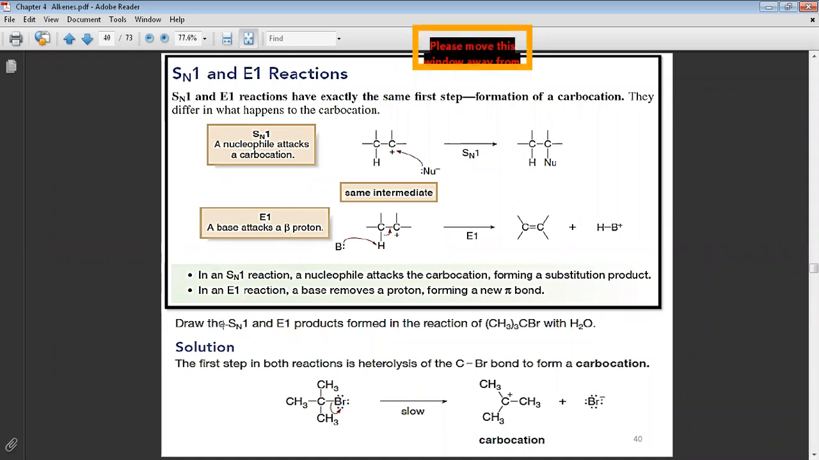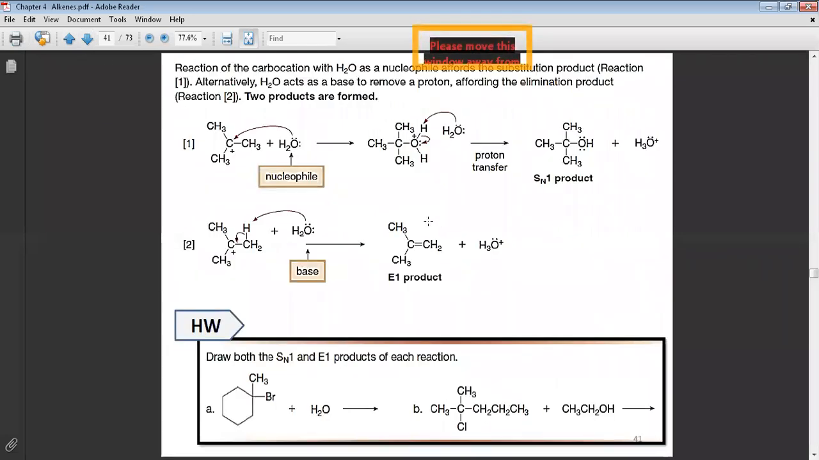Draw the SN1 and E1 products formed in the reaction of this with H2O. You have this alkyl halide. Give me the elimination and the SN1 substitution products. Carbocation formation: step number 1, remove the leaving group, which gives you a carbocation. Step number 2, the nucleophile attacks the carbocation and gives you this product. Then remove the positive charge, which gives you an alcohol. This is the SN1 product, a substituted product.